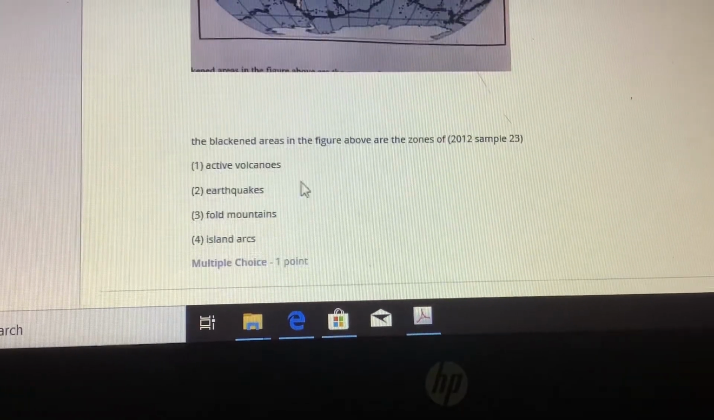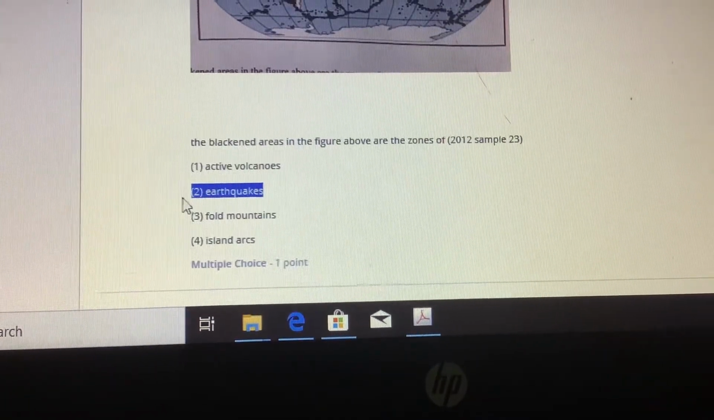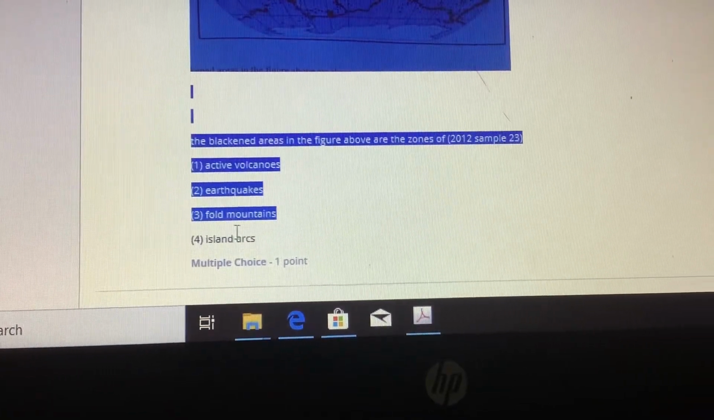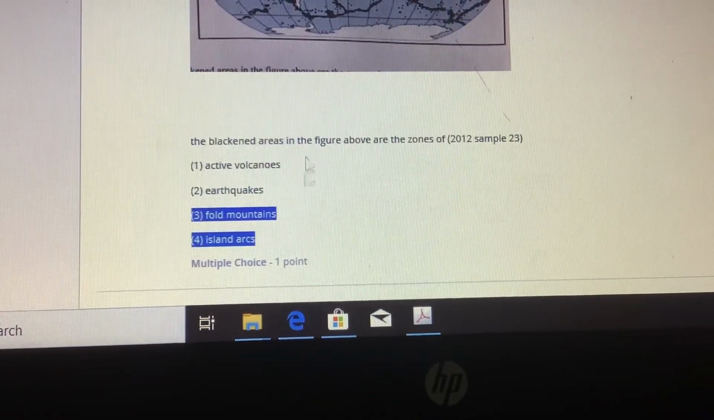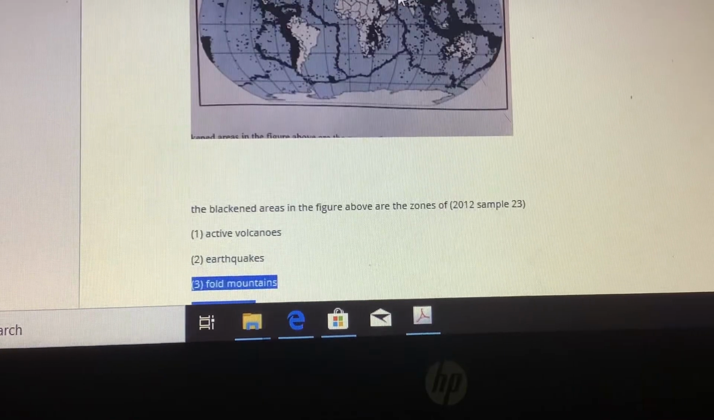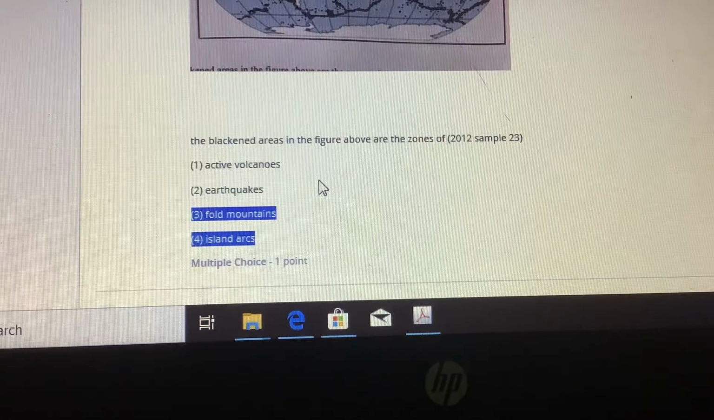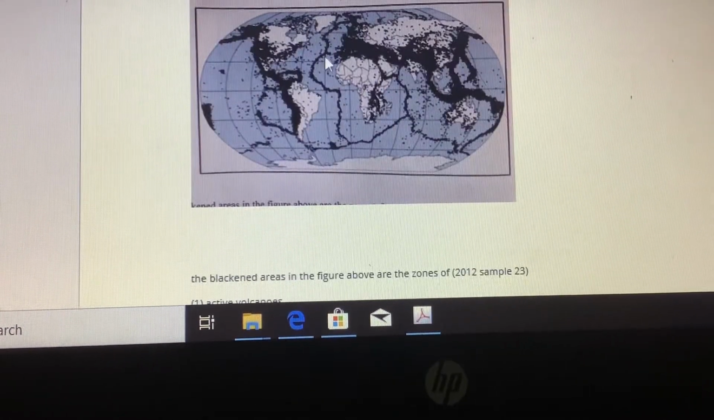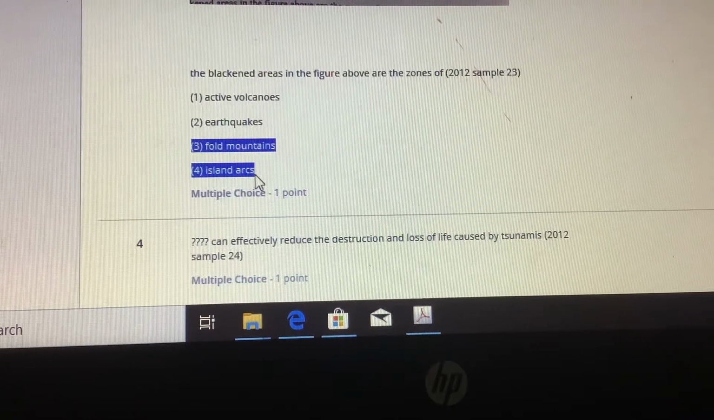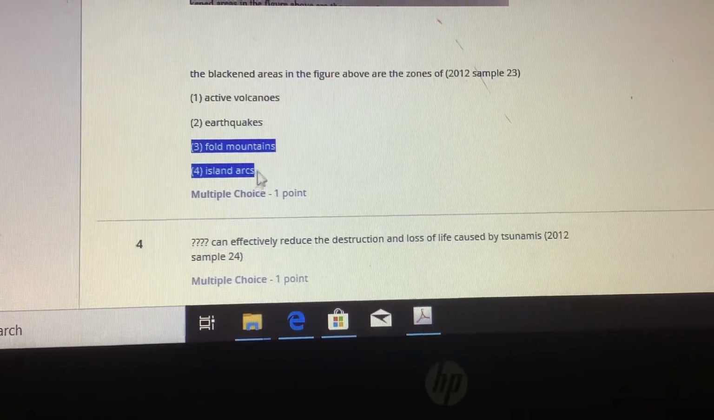So among these, fold mountain is not correct, and island arc is not correct, definitely, because fold mountains just take place in the Himalayas, which is here, and the Alps is here, and the Rockies. This shouldn't be fold mountain. Volcanic island arc is also wrong, because this one is the Mid-Atlantic ridge, which is different from the island arc. Island arc is formed by a destructive plate boundary.